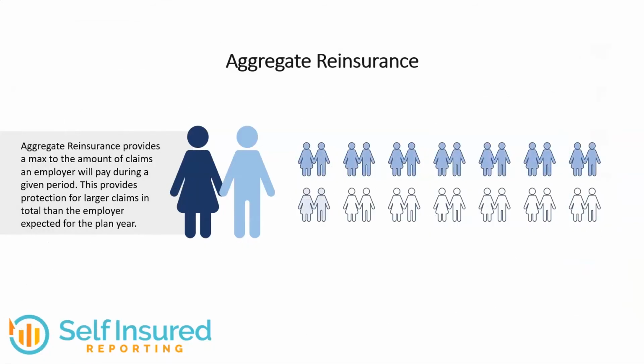Aggregate reinsurance, on the other hand, provides a max to the amount of claims an employer will pay during a given period. This provides protection for larger claims in total than the employer expected for the plan year.